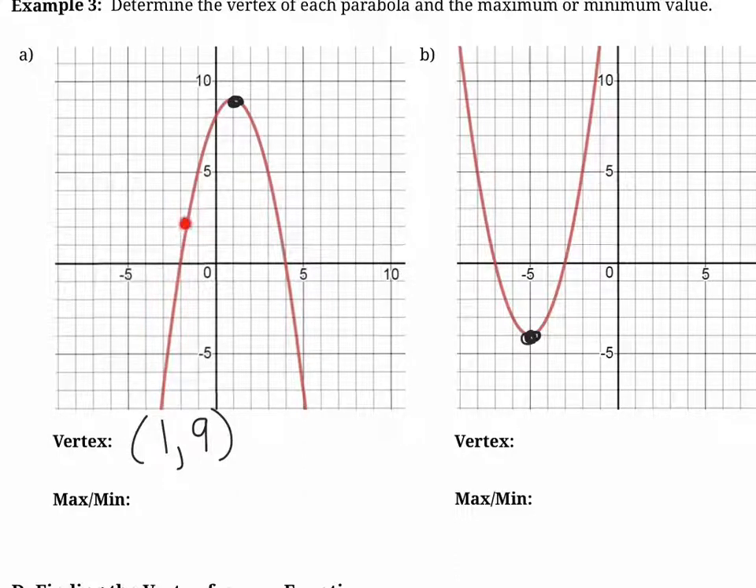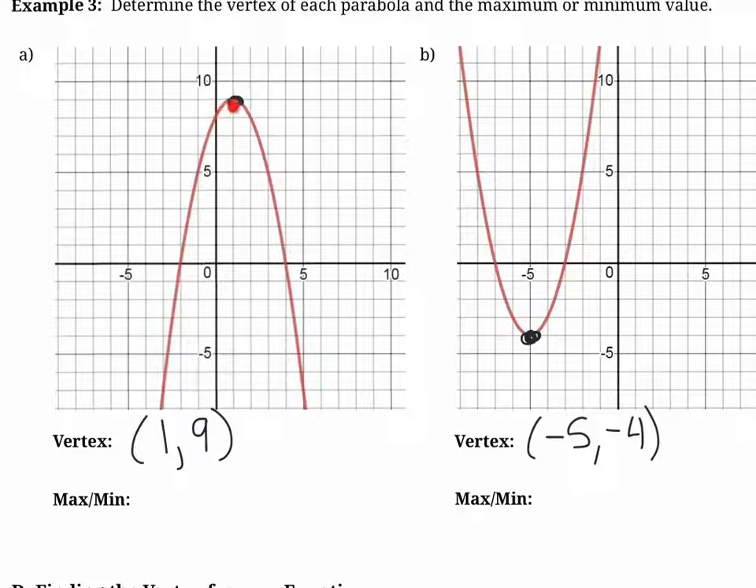So this vertex is the highest point on the parabola. This vertex is the lowest point on the parabola. Let's list that, by the way. That point is going to be negative 5 and then negative 4. So we're going to write that point down, negative 5, negative 4. And then it asks for the max or min value.